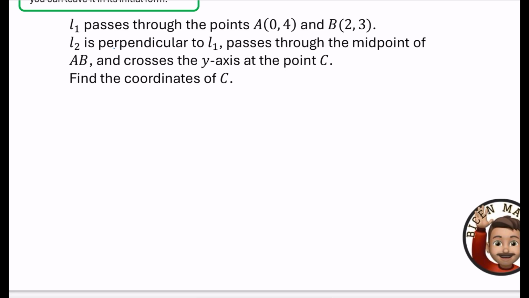So I think first of all, we're going to need to try and find out more about L2. We need to find the equation of L2. And to do that, because it's perpendicular to L1, I'm going to find the gradient of L1, which I'm just going to say is m1 here.